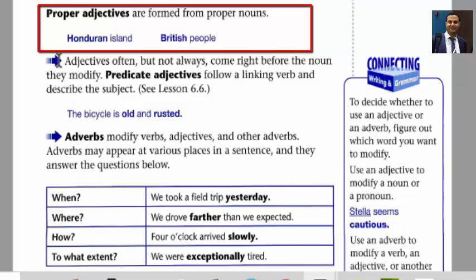And also we have here Honduran Island. It tells you that the island belongs to Honduras. So Honduran is a proper adjective.